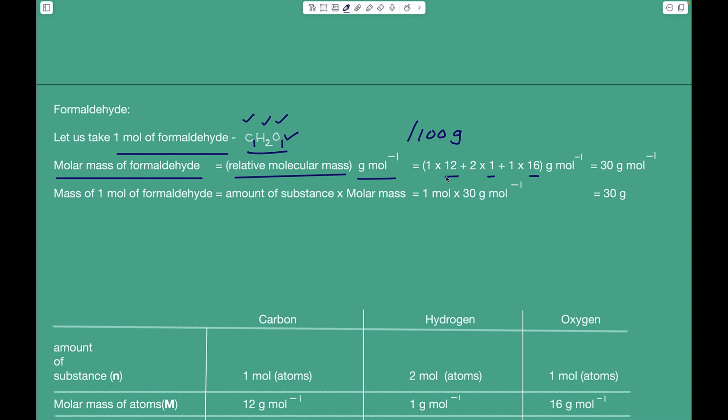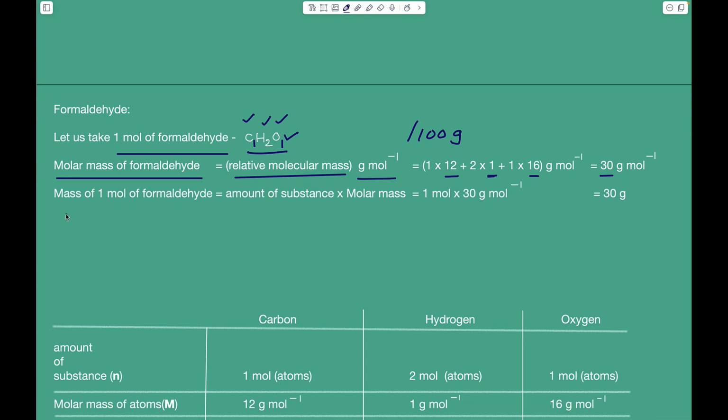And the atomic weight of carbon is 12, or the relative atomic mass of carbon is 12, and the subscript of carbon in this formula is 1. So 12 times 1. And the atomic weight of hydrogen is approximately 1, multiplied with its subscript in this formula, that is 2, is 2 times 1, plus for oxygen the subscript is 1 and its atomic weight is approximately 16, so it is 1 times 16. So when you add these three products, you will get 30. So that is the molar mass of formaldehyde, 30 grams per mole.